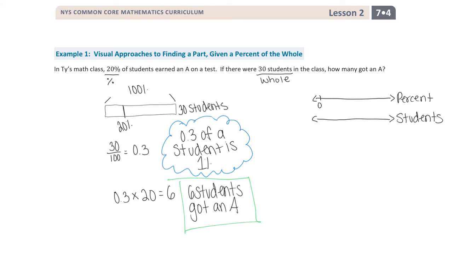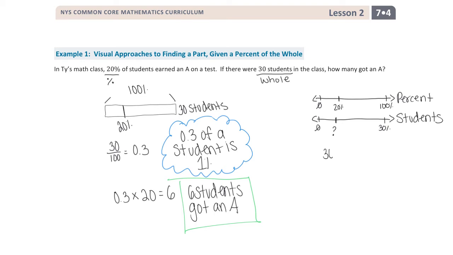Here I'm going to start at 0%, and then here's going to be my 100%. I know that 20% of students got an A, so I'm going to mark the 20% right here. Then for my amount of students, we can compare 0 students to the class, and then we have 30 students that represent our 100% of our class, and what we need to find out is the 20% here.